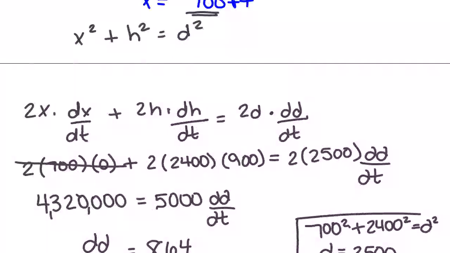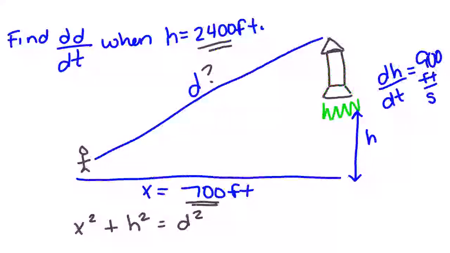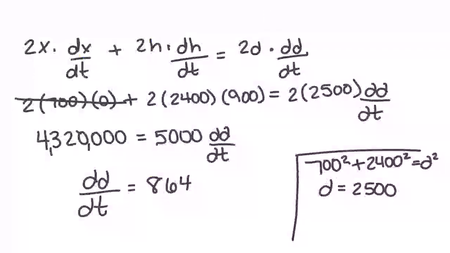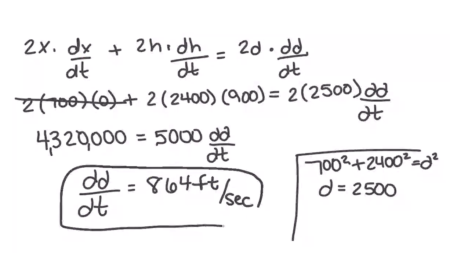864. Now remember, we're finding the rate of change between the rocket and the person. So this is measured in feet per second, and that means that the distance between the person and the rocket is changing at 864 feet per second. Excellent.